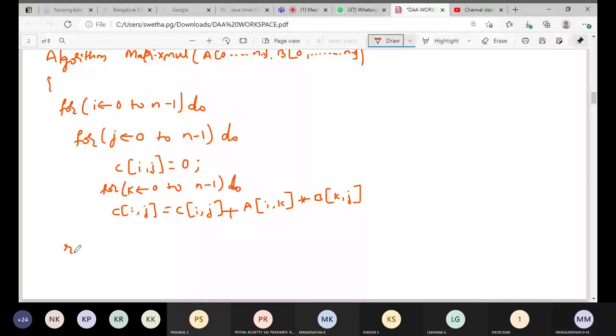Is this correct? Algorithm to multiply two matrices. So we are taking two for loops, sorry, three for loops. One is the i loop, j loop, and the k loop, right? So how will we execute?